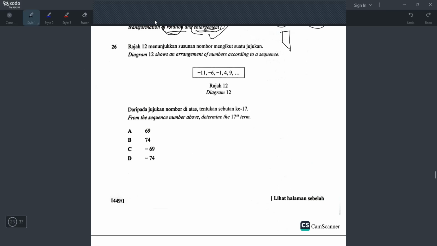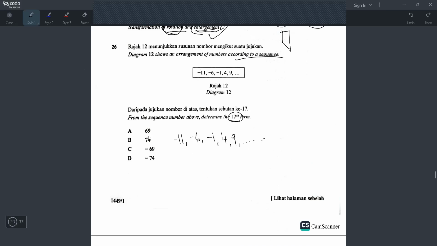Okay, I want to continue with 26. Let's read the question. Diagram 12 shows an arrangement of numbers according to a sequence. From the sequence of numbers above, determine the 17th term. So what is the first term? Negative 11. The second term, negative 6, followed by negative 1, 4, 9.